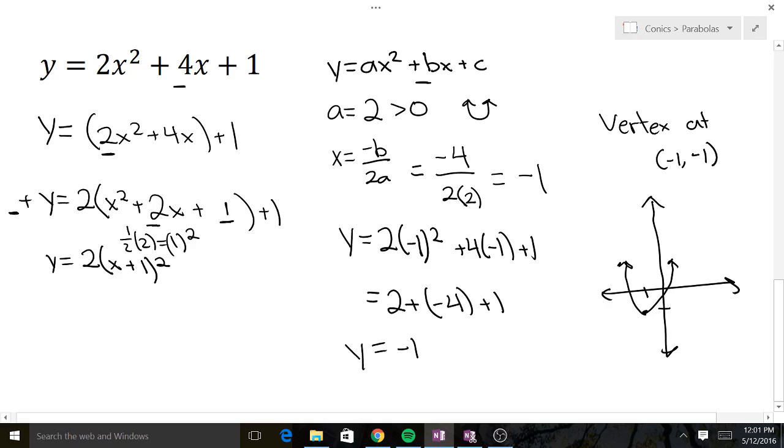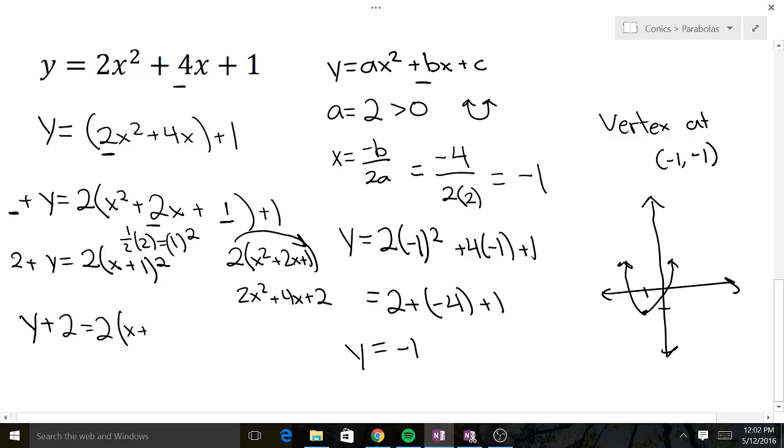But also notice that really we have added 2 times (x squared plus 2x plus 1). We've added 2x squared plus 4x, which is just like the original problem. But then we've also added plus 2 if we distribute that out. So we can't just add 1 to the other side, we have to add 2 to the other side. So we have 2 plus y equals, let me rewrite this so I have more space. Y plus 2 equals 2(x plus 1) squared. Then we still have our plus 1 on the outside from here, plus 1.